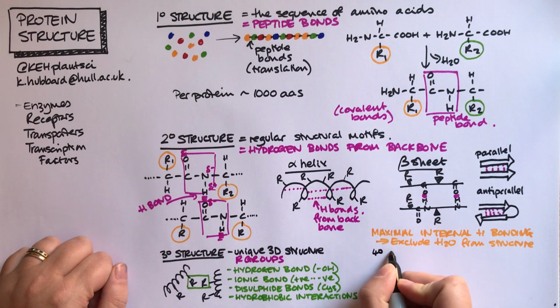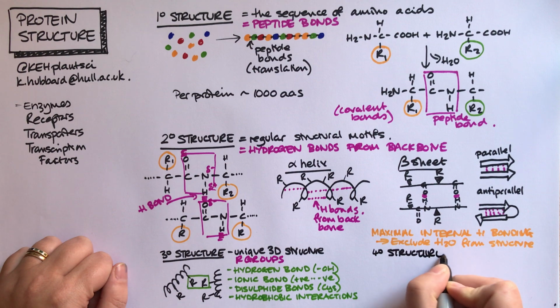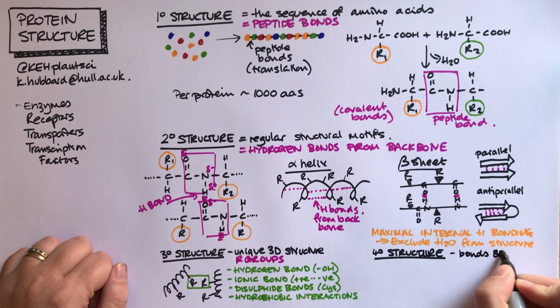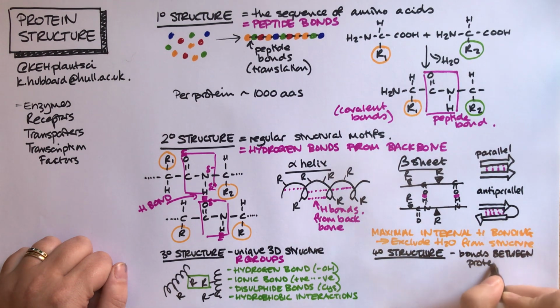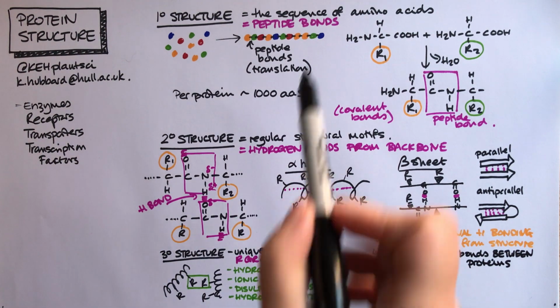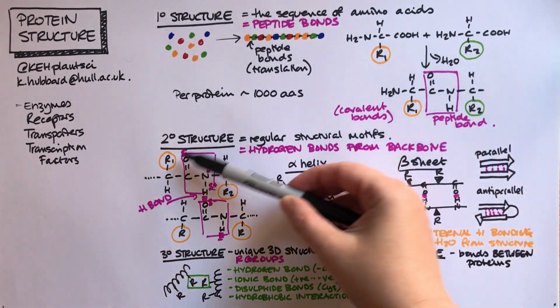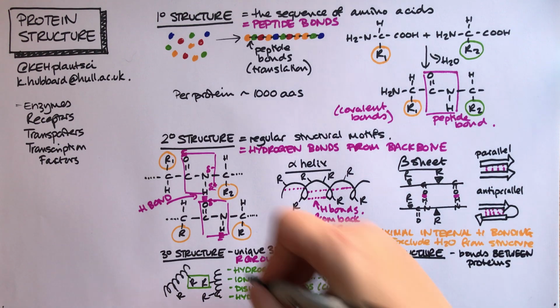The last bit is quaternary structure, which is all about interactions, bonds between proteins. Up to now, everything has been within a single chain. We had our 1,000 amino acids, they had their primary sequence, got the secondary structure, got the tertiary structure. All of that is within one protein.